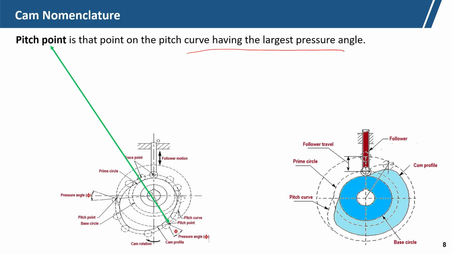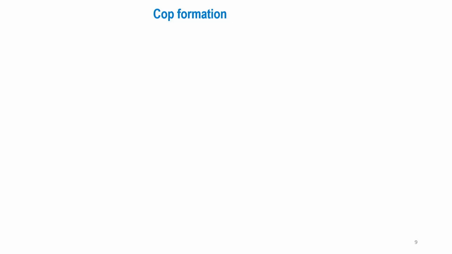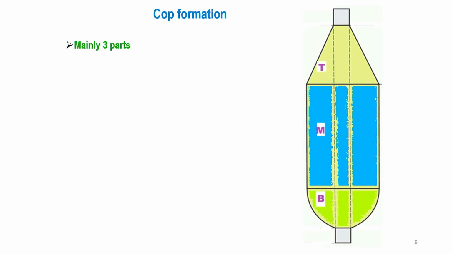Okay, these are the basics of the cam nomenclature. Now, we will come back to the spinning machine, the ring frame. In ring frame cop formation, mainly three parts are there.